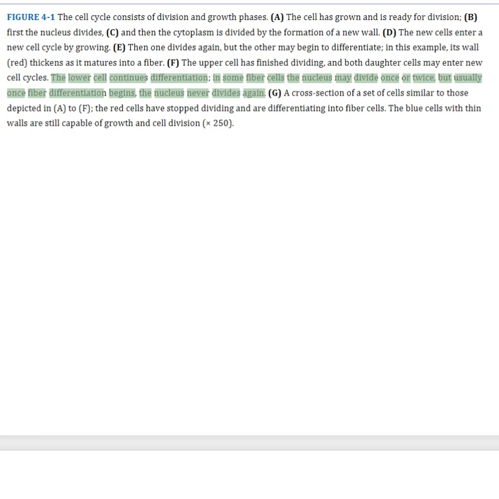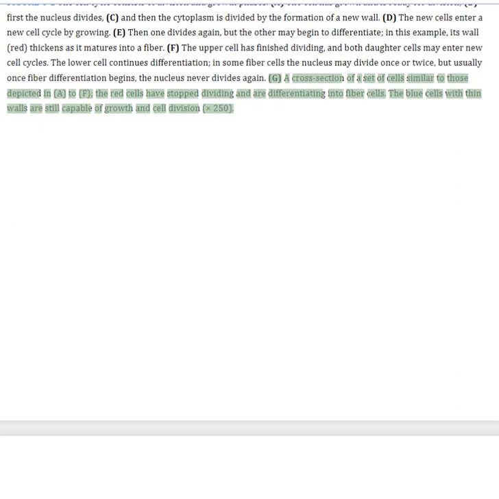divides again. A cross-section of a set of cells similar to those depicted in 2: the red cells have stopped dividing and are differentiating into fiber cells. The blue cells with thin walls are still capable of growth and cell division.